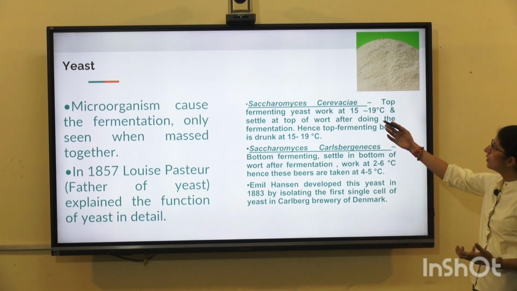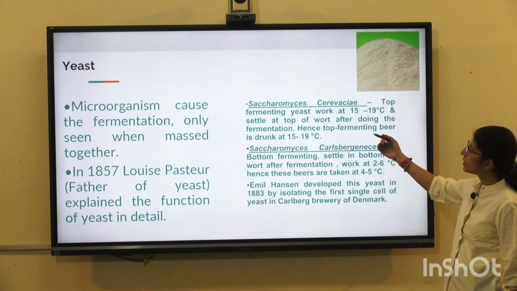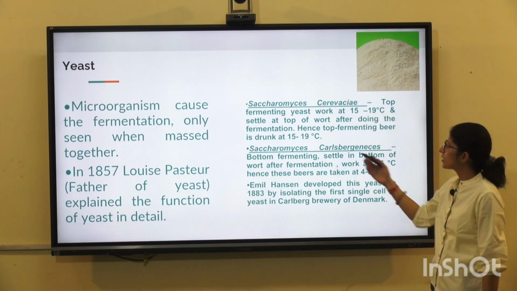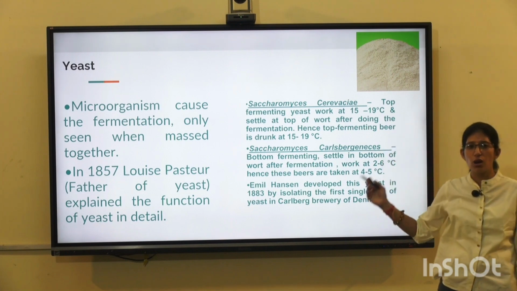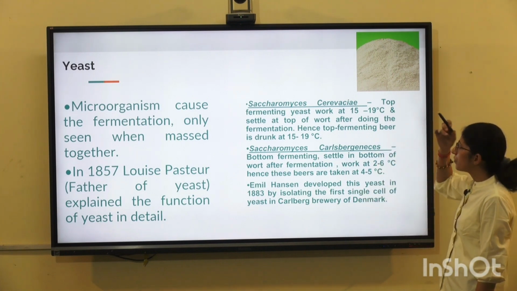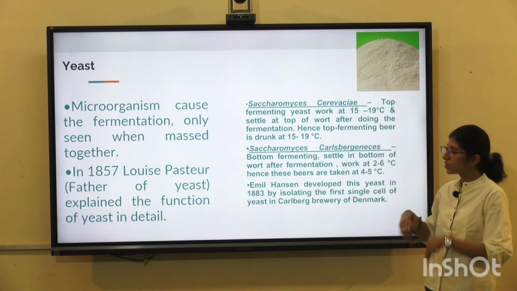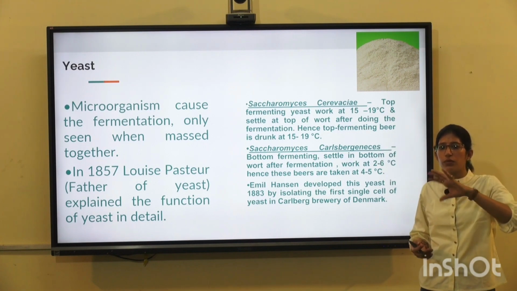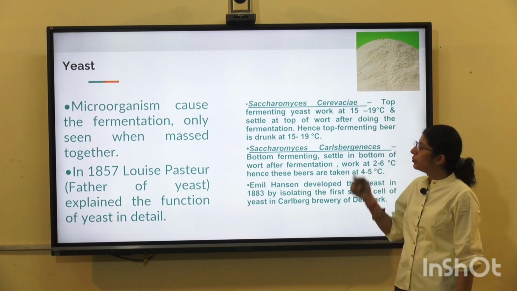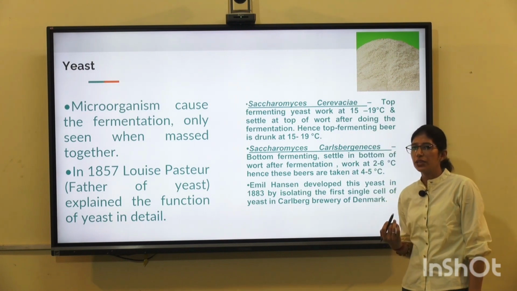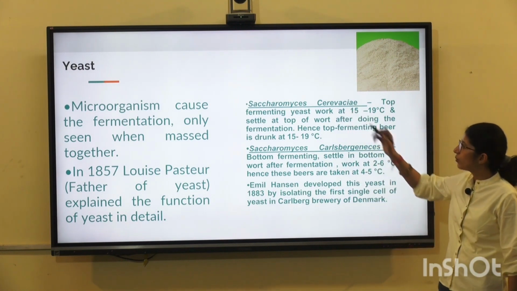There are two basic yeast strains that have been used: Saccharomyces cerevisiae and Saccharomyces carlsbergensis. Now, Saccharomyces cerevisiae is basically a top fermenting yeast that works at 15 to 20 degrees Celsius, and after the fermentation, it remains at the top of the pot. That is why it is known as top fermenting yeast, and the beer is normally served at 15 to 19 degrees Celsius.